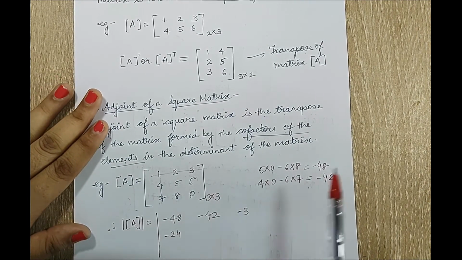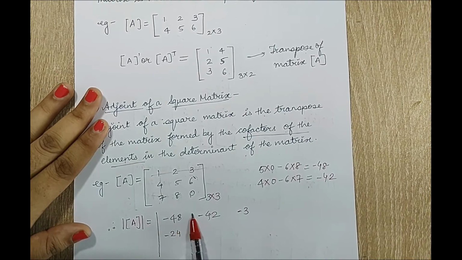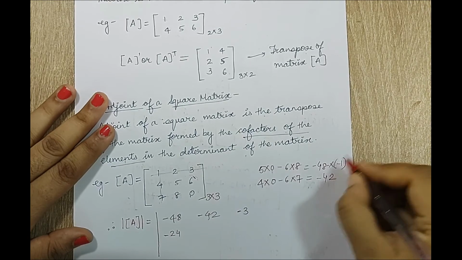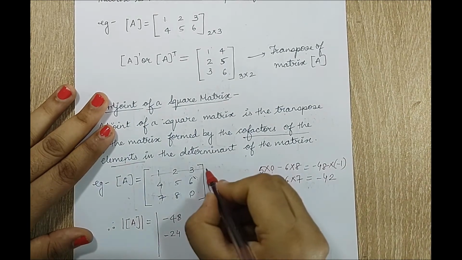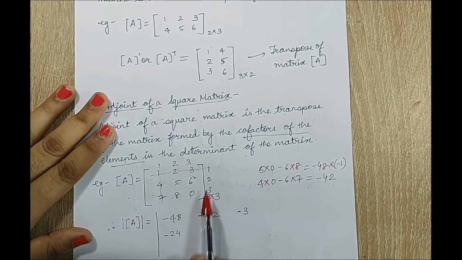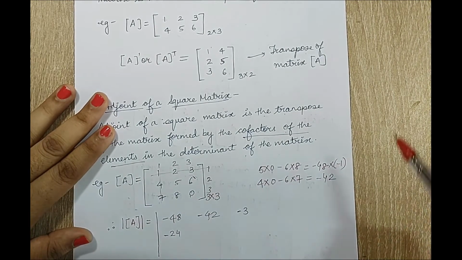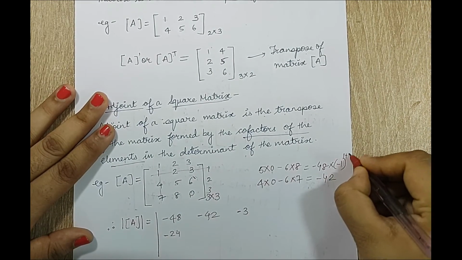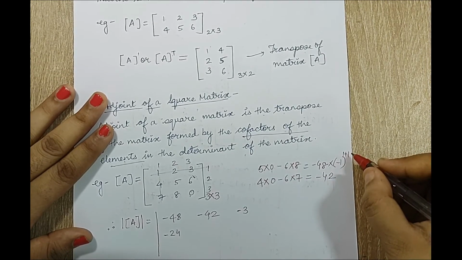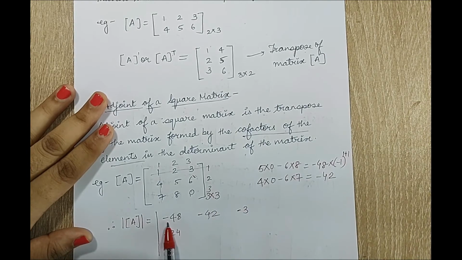Now apart from writing these values over here, you also have to multiply with minus 1 raised to the summation of the row and the column in which it is present. For example, if it is in the first row, first column, it will be minus 1 raised to 1 plus 1. 1 plus 1 is 2. So minus 1 squared will be 1. So I leave it as minus.